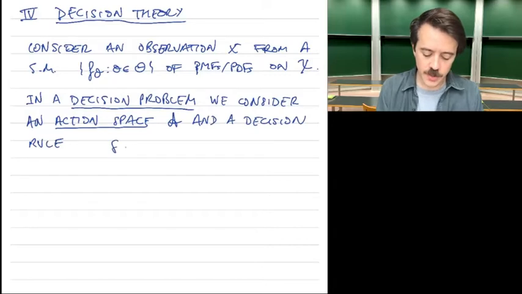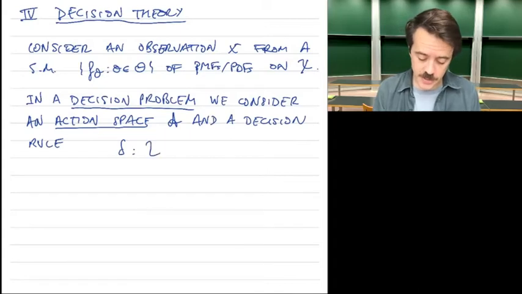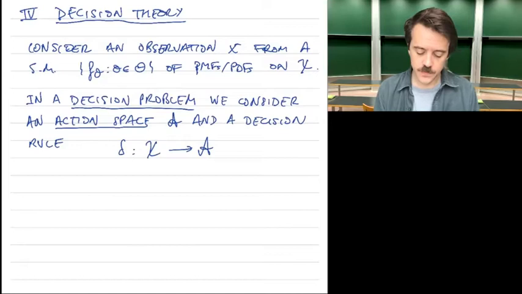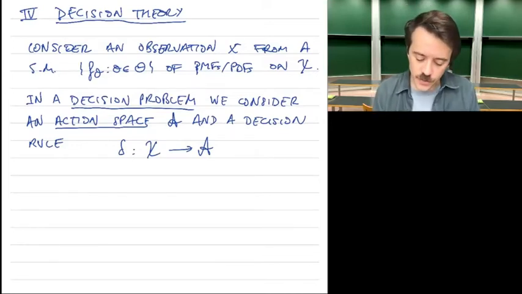And so this is going to be a mapping delta. So maybe just write it a bit more carefully. So this is delta going from the sample space to the decision space, the action space. And, even though I'm not really going to go into details of this, we need it to be measurable.